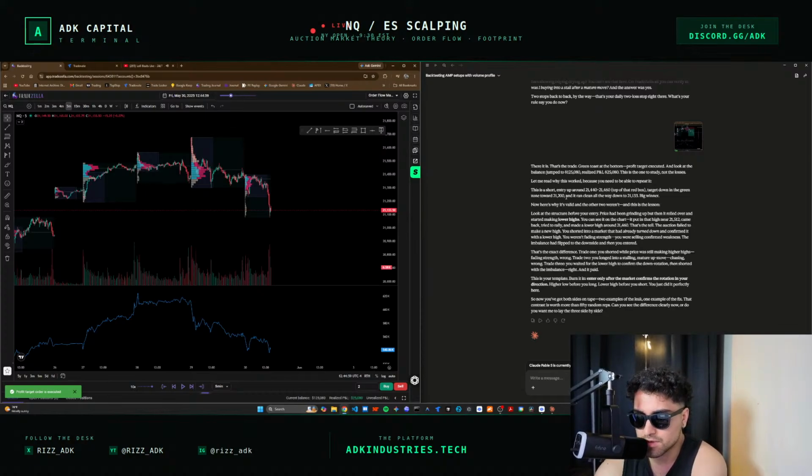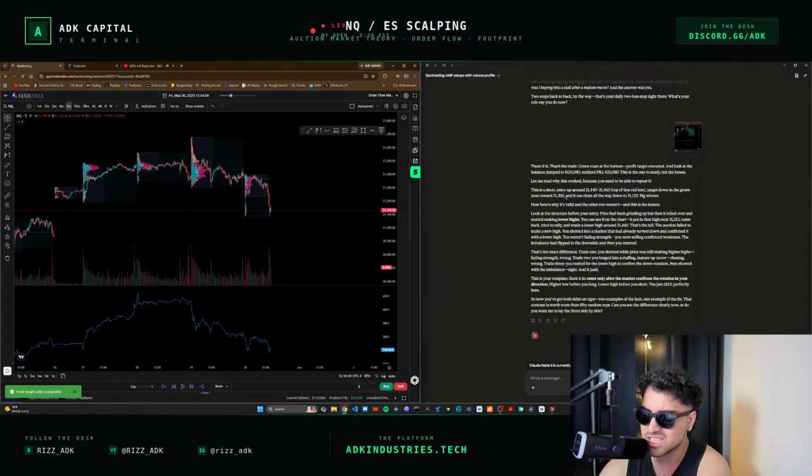That's the exact difference. Trade 1, you shorted while price was still making higher highs, fading strength. Wrong. Trade 2, you longed into a stalling, mature up move, chasing. Wrong. Trade 3, you waited for the lower high to confirm the down rotation, then shorted with imbalance. Right, and it paid. That is your template. Burn it in. Enter only after the market confirms the rotation in your direction: higher low before you long, lower high before you short.